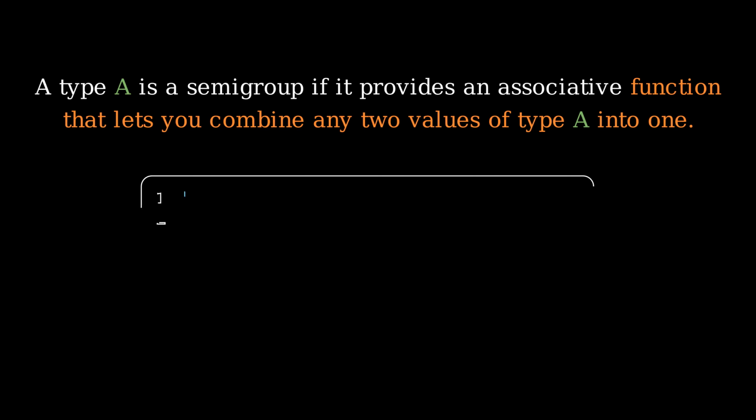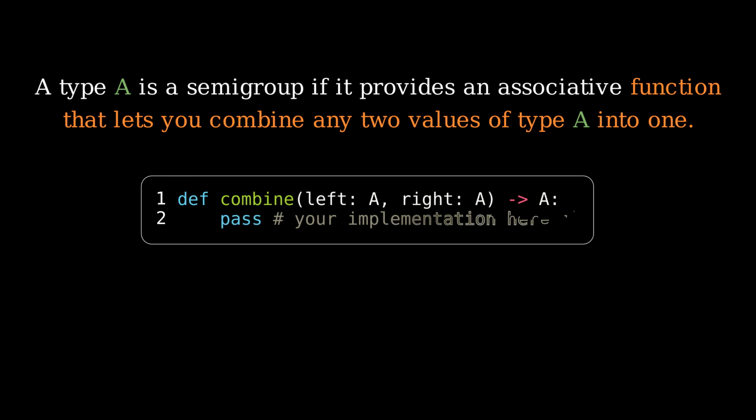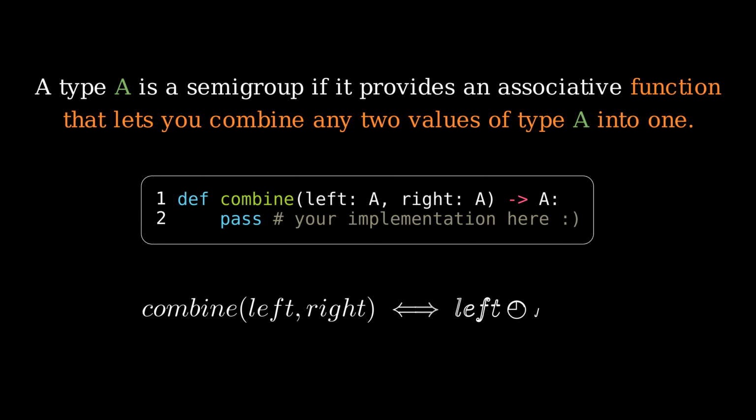First, a function that lets you combine any two values of type A into one. So, the signature is clear. It's a function with two params of type A. The result is of type A as well. Since it's a binary function, I'll use the circled plus sign to represent it. It will look like a binary operator, though you should remember that it's not a sum but an arbitrary function.